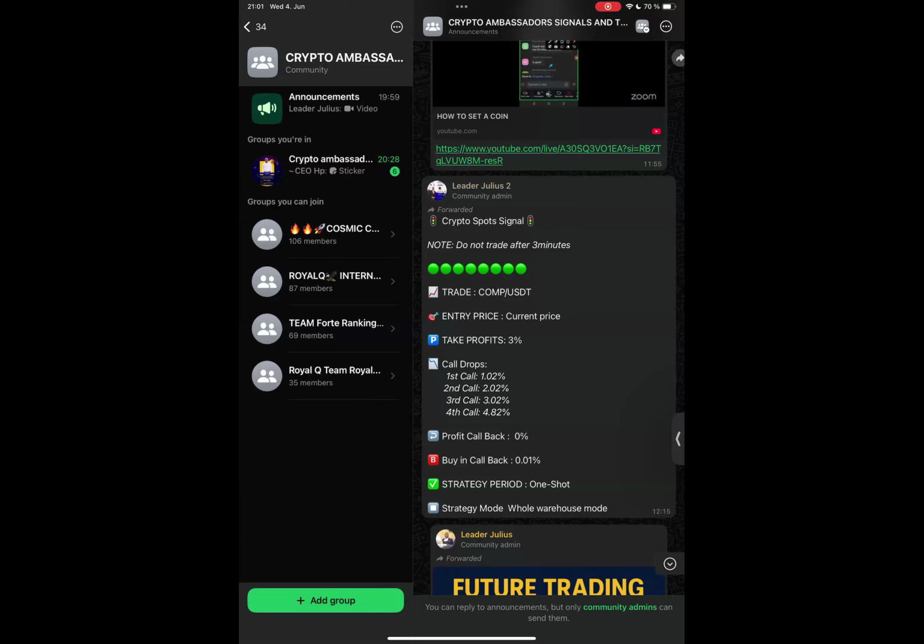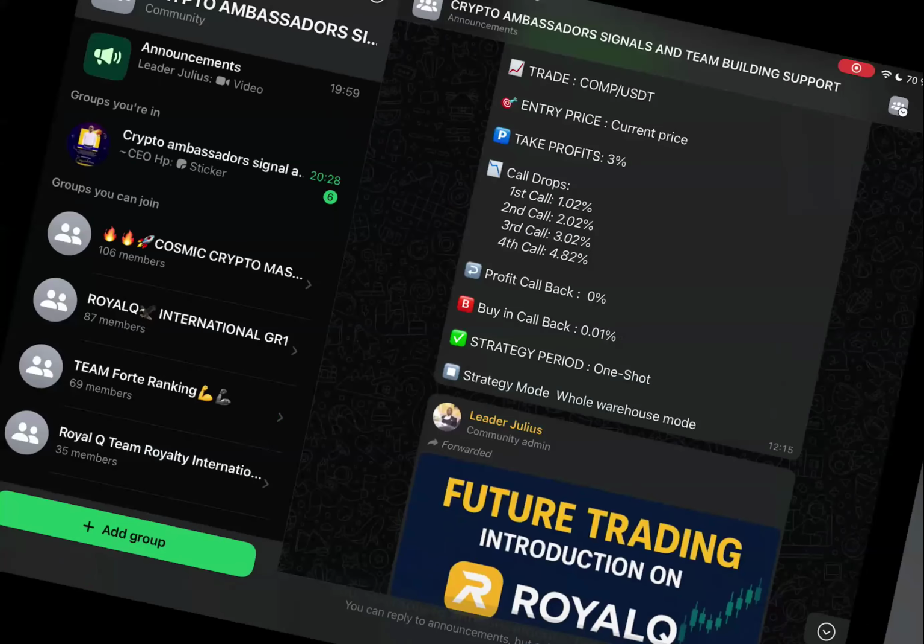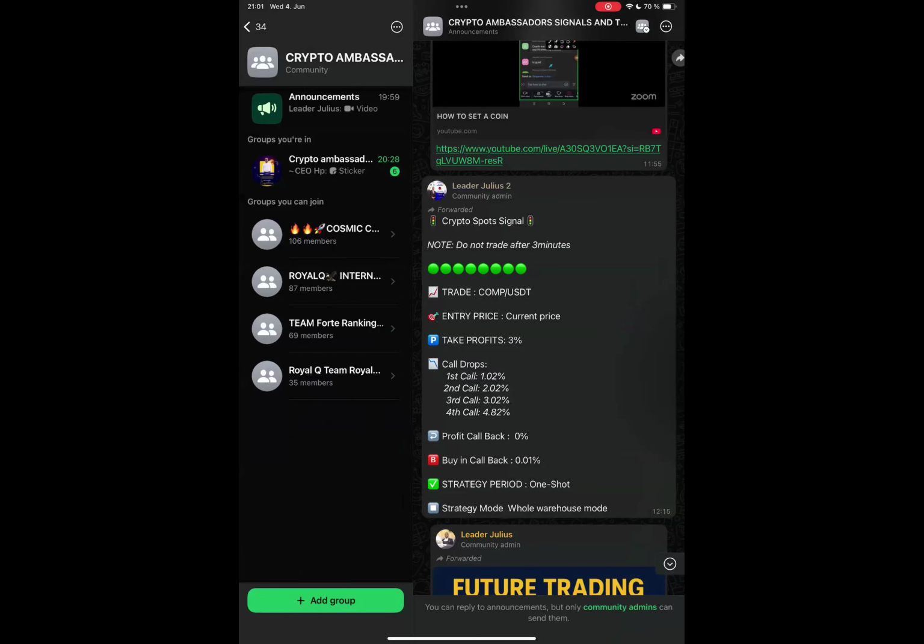Okay, so this is another coin. This one is more explainable, more simplified than the first one we saw, and they've taken their time. So let's practice this one too, okay? Crypto spot signal, that's just the name. It's spot. Do not trade after 3 minutes. This one is not 1 minute, it's 3 minutes. You have to take note of all this.